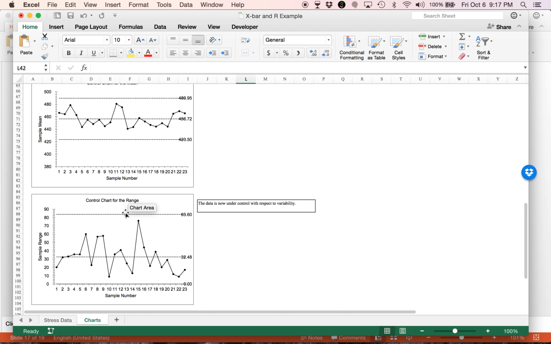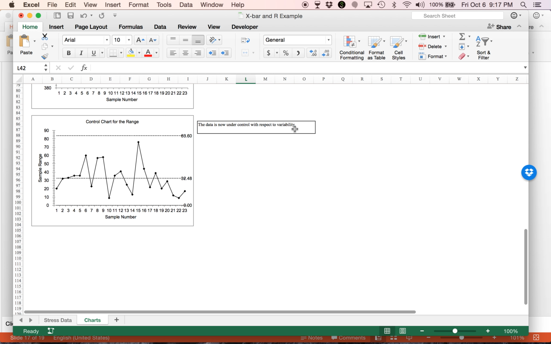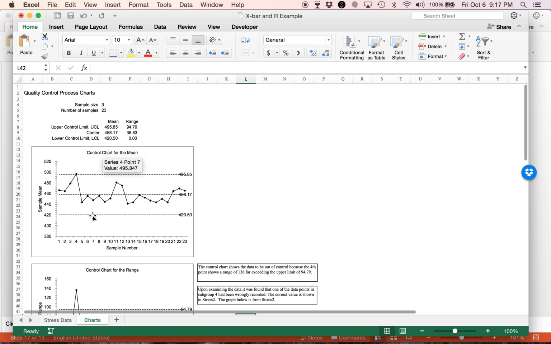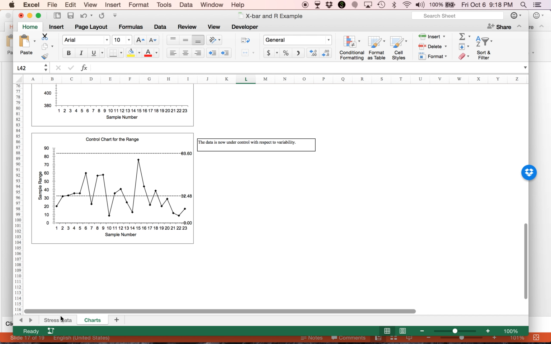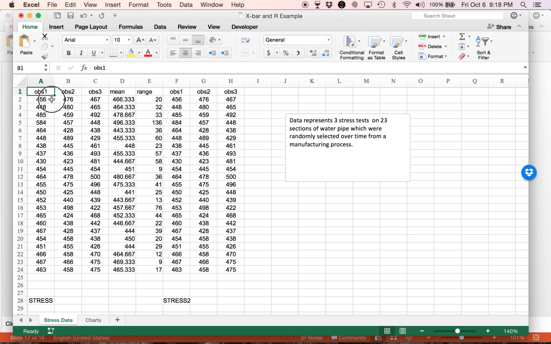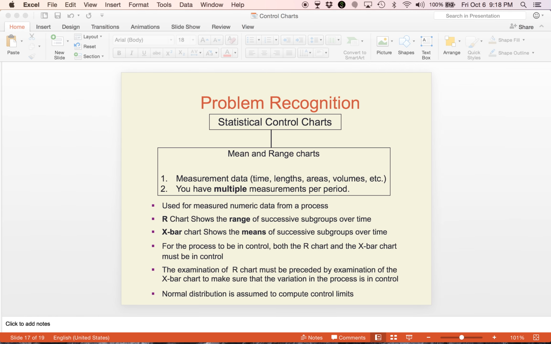Looking at the range chart, which again we should look at first, we see everything's in the control limits, no runs above, no runs below, no trends up, no trends down. So this process seems to be under control with respect to normal variability. So we would suspect that the first stress test observation, something's out of control, and the second stress test, they're in control. So this one here is the one we're going to have to look at more carefully.